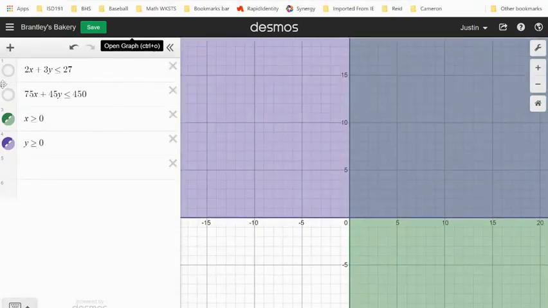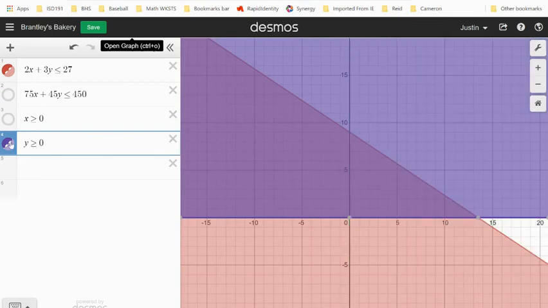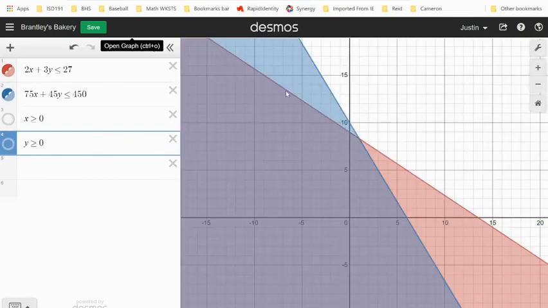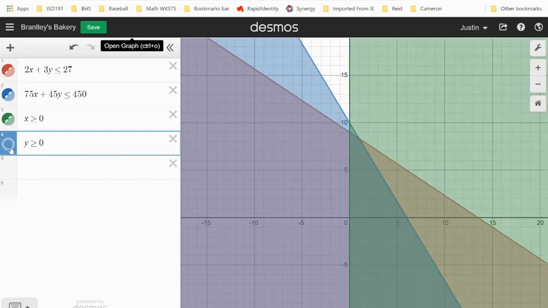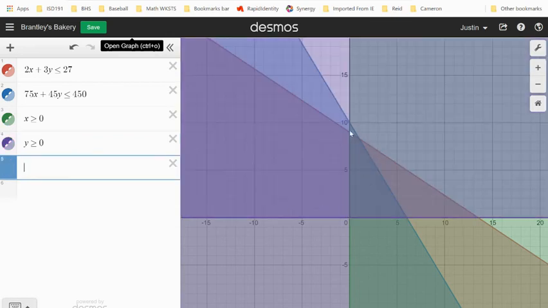So when I put those concepts together and look at where all of my shaded areas overlap, it can get really confusing when you have 4 of them. That's why I like to turn these off and look one at a time. When I look at the red and the blue, it's below the red line, but also down below and to the left of the blue line. But we said it's to the right of the y-axis, because x has to be bigger than or equal to 0. It also has to be above the x-axis. So where did all of those overlap? It's this shape right inside here.